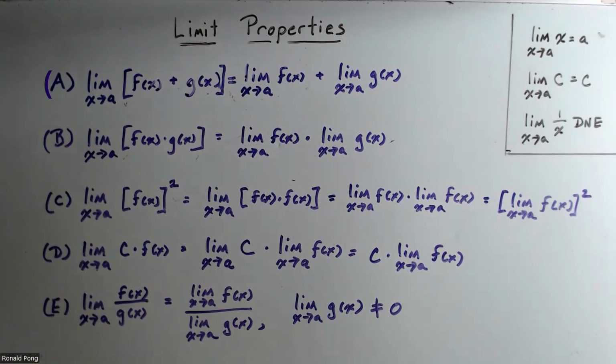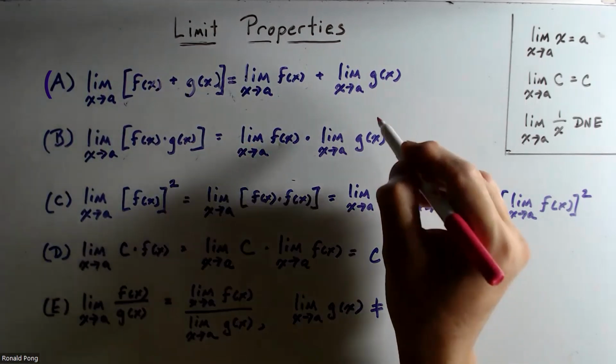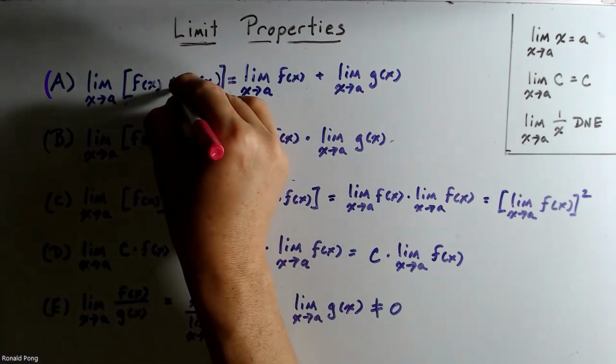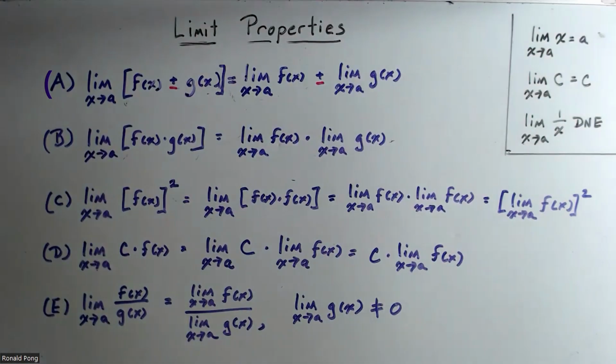The first of the limit laws says that the limit of a sum of two functions, f of x and g of x, equals the sum of the individual limits. In other words, I could take the limit of f of x first and individually take the limit of g of x and add them to get the limit of the sum of the two functions. This law also applies to a difference of functions, so I'm going to go ahead and write a minus sign underneath to indicate sum or difference of functions.